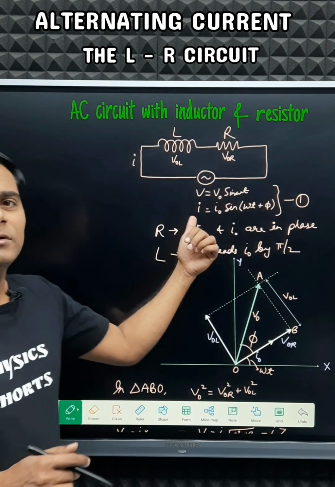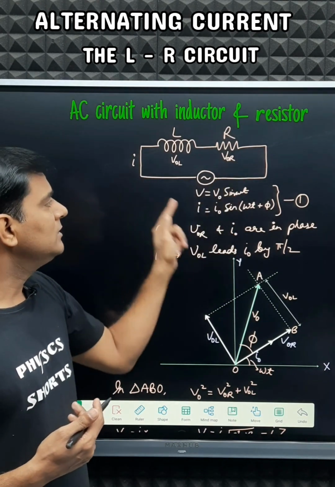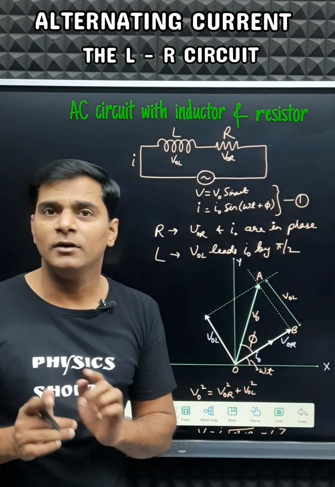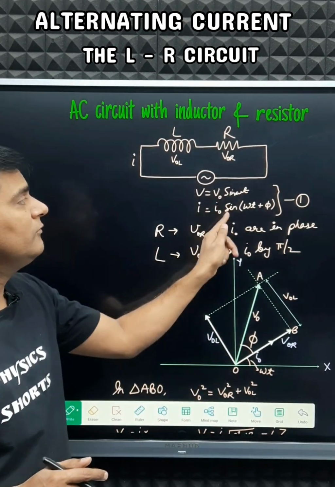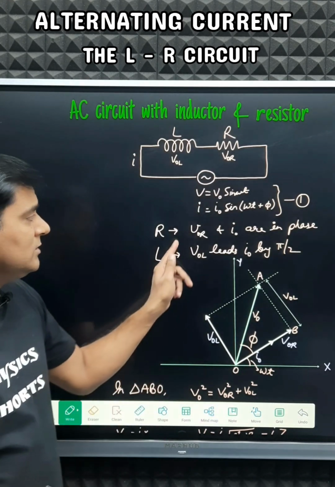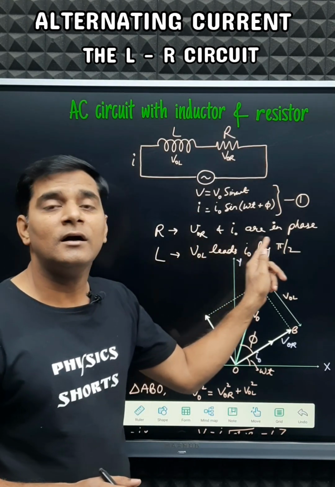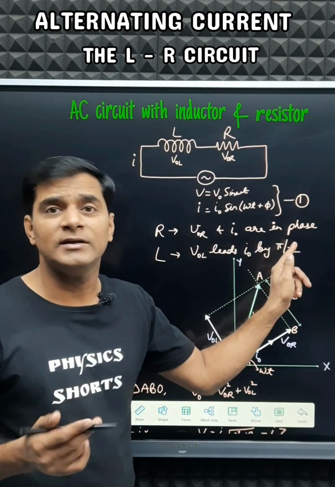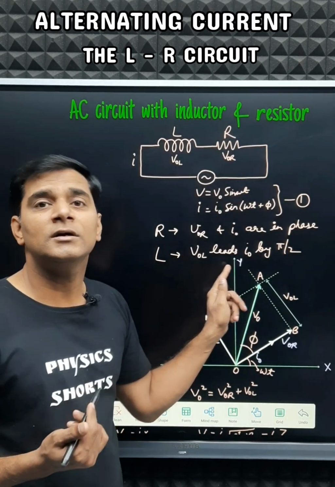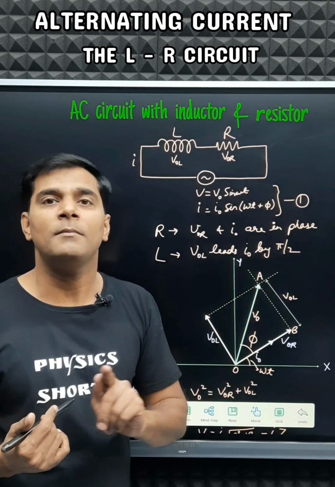The current flowing through this circuit is given by I equals I naught sin(omega t plus phi), where phi is the phase difference between voltage and current. In case of resistance, the voltage across the resistance and the current are in phase, that is, the phase difference is 0. While in case of an inductor, the voltage across the inductor leads the current by angle pi by 2.